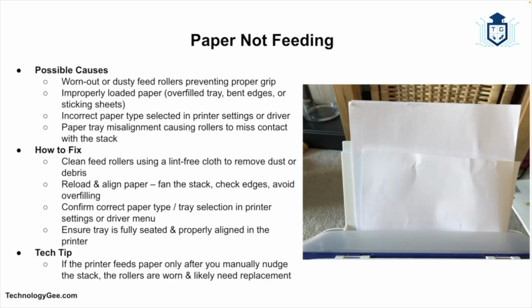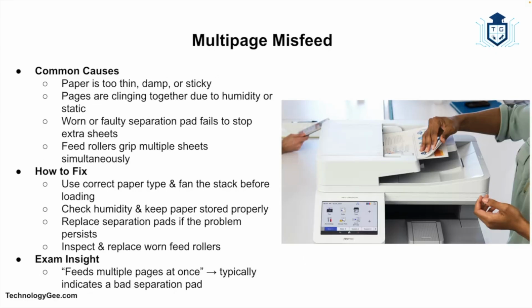So how do you fix this? Well, you want to clean the feed rollers with a lint-free cloth. You want to reload the paper and make sure it's properly aligned. And you want to check your printer settings for paper type and tray selection. Now, as a tip, if paper feeds only after nudging it, then the rollers are likely worn out and need to be replaced. Another issue is the multi-page misfeed. So you asked for one page and the printer sent out three. Great.